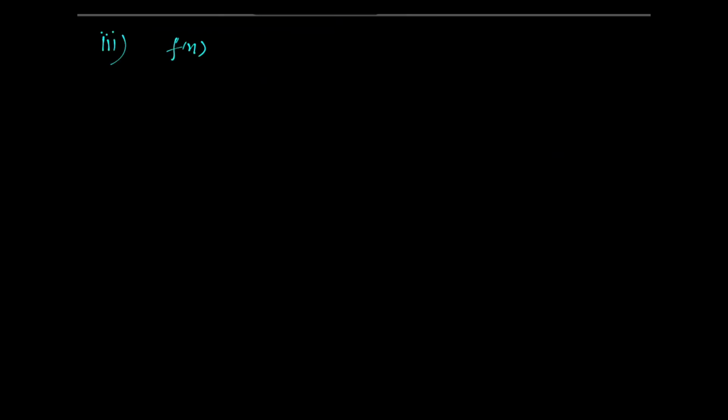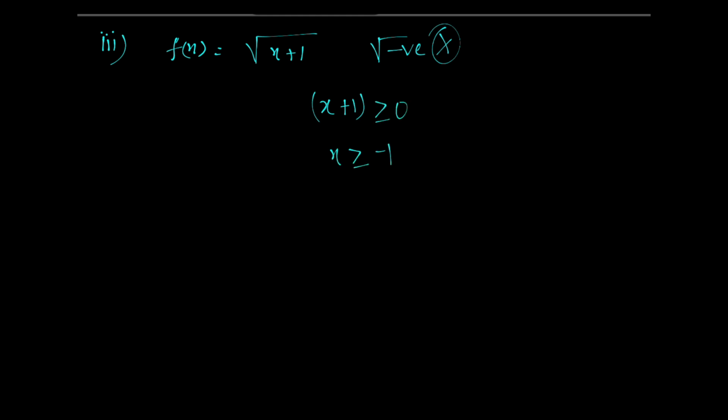Let's look into the third. In the third question, it is mentioned that f of x equal to under root 1 plus x. Under root values are not defined for negative values. It is only defined when the expression is either greater than 0 or equal to 0. So I can write x plus 1 must be greater than or equal to 0, in the sense x is greater than or equal to minus 1. Then I am writing the x value has a minimum value of minus 1 and a maximum value up to infinity.